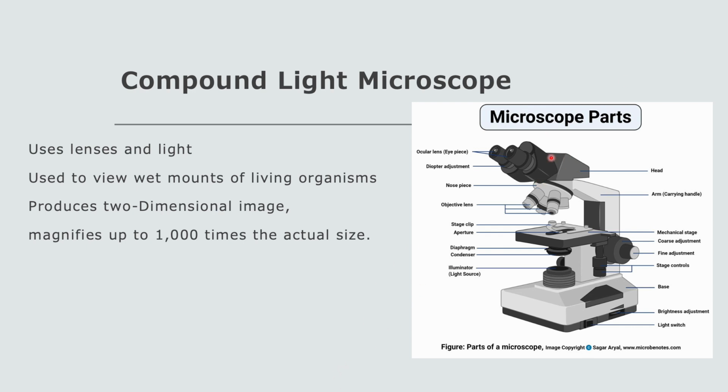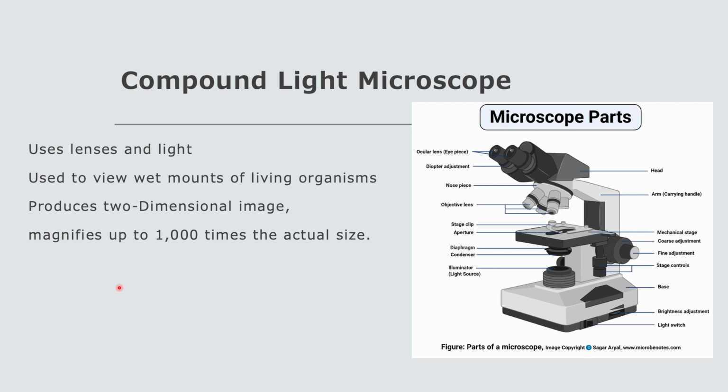The difference, this one is showing you two eyepieces. The microscope in our classroom, we only have one eyepiece. They're used to view wet mounts of living organisms or prepared slides. A wet mount means you have taken a sample of something such as a tissue and you add water and sometimes a stain to that substance so that you're able to look at it.